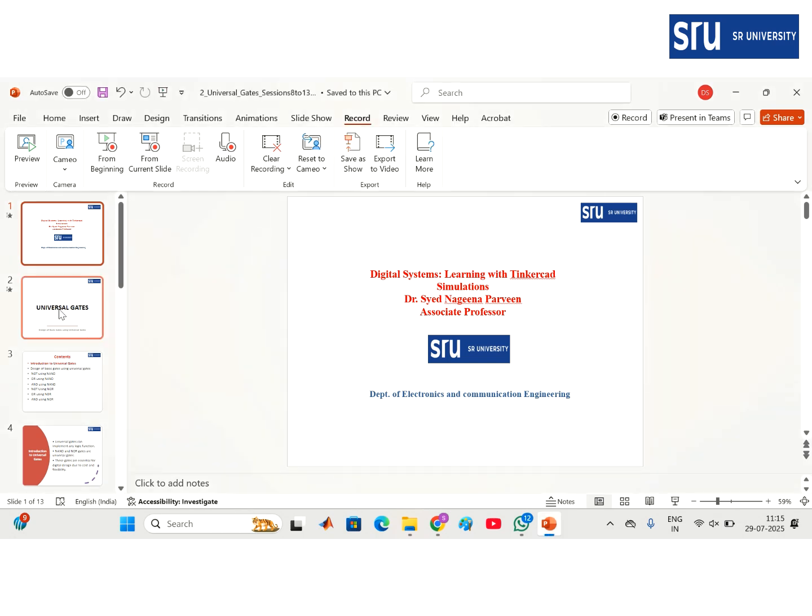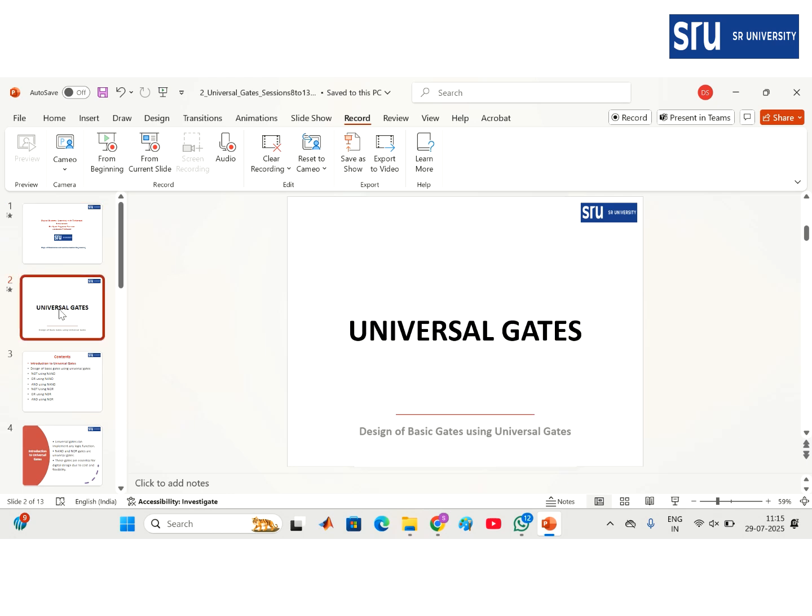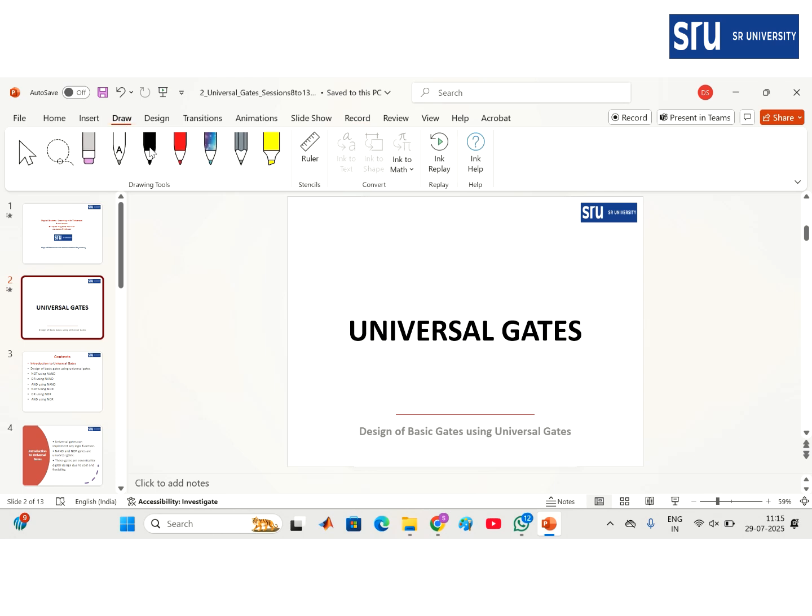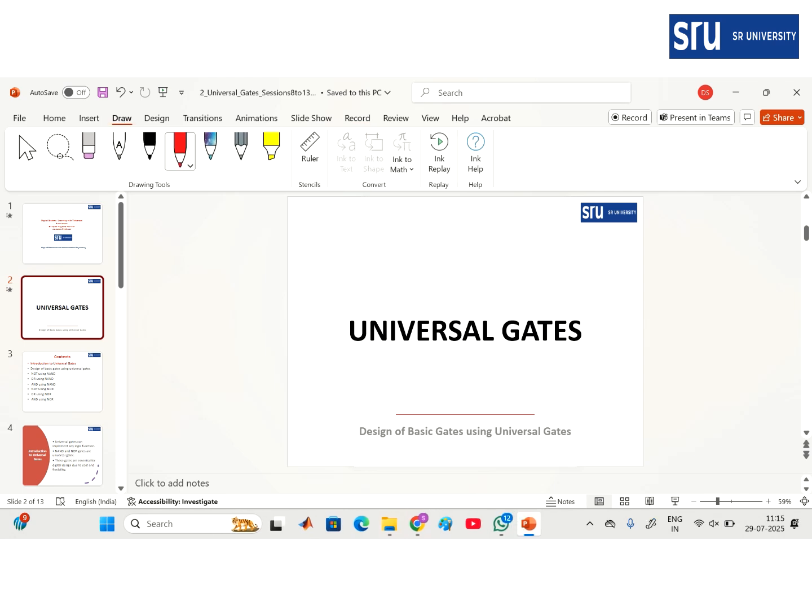Today our topic is Universal Gates, and designing of the basic gates using the Universal Gates. Firstly, I will give a brief introduction about these Universal Gates. Then we will see how to design using this Tinkercad simulation.